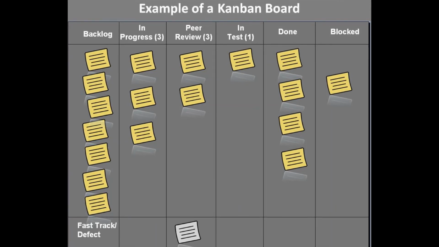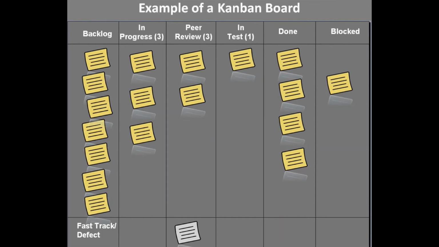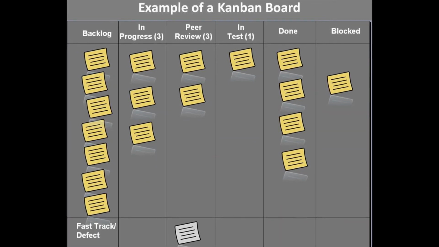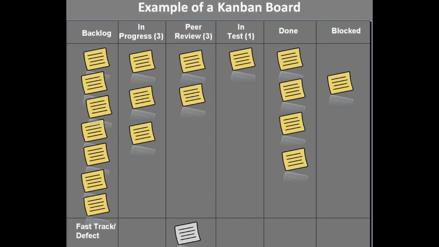Once that initial development is considered done, they can get moved to a review column. When that review has taken place, they could be in a test column. And finally, when it's been approved for test, it could be moved to done.